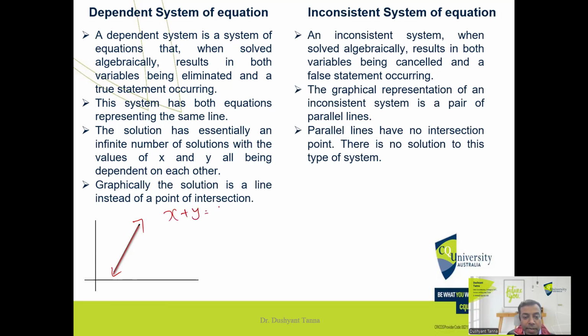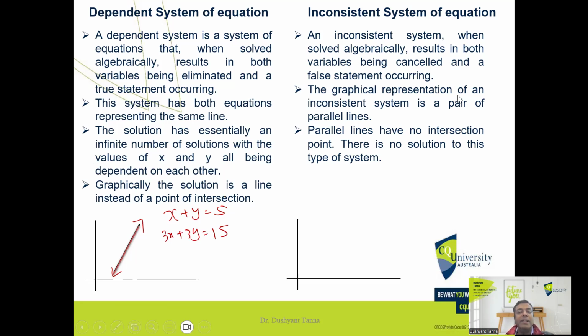x plus y is 5, and let me say 3x. When you try to eliminate, x and y both gone, 5 and 15 both gone. We try to multiply by 3. Yeah, it becomes 3x, 3y is 15. When you try to subtract, 0 is equal to 0. Right? But up here, it will look a bit differently.